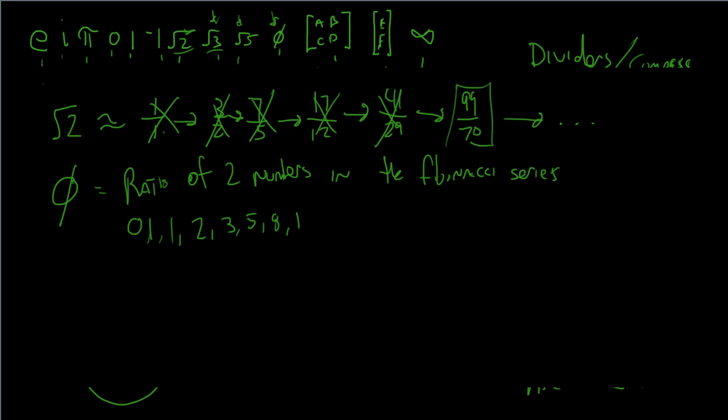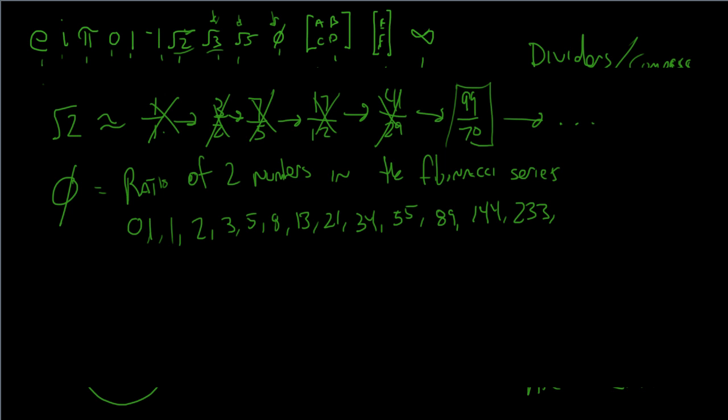And 8 and 5 is 13, and 13 and 8 is 21, and now you're at 34, and 34 and 21 is 55, and 55 and 34 is 89, and then you're up to this interesting one, 144. Do the math, you'll see it. 144 and 89 is 233. Do the math and you'll see it.